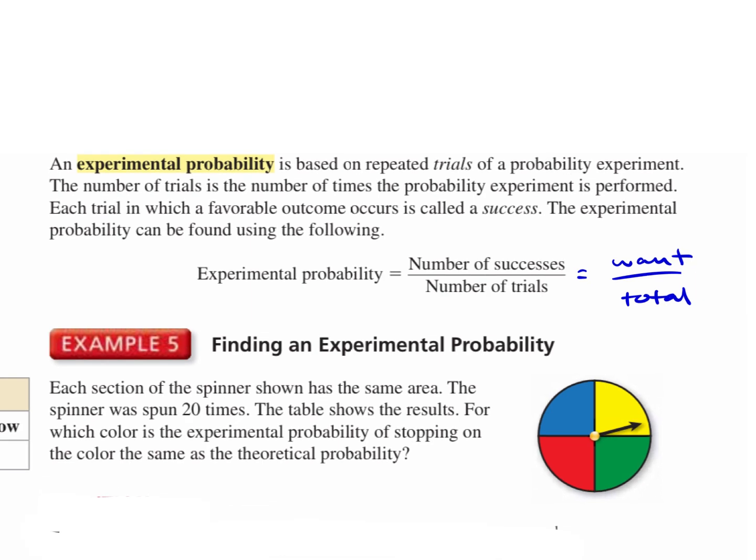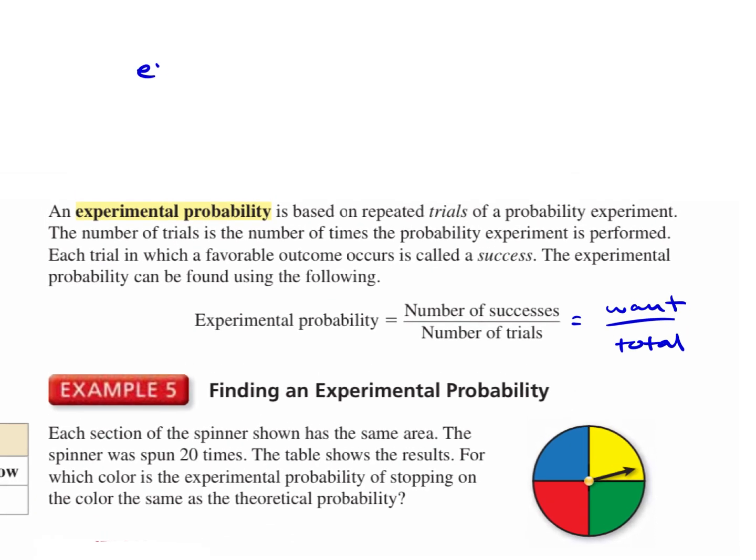Now, experimental probability is different than theoretical probability. If I flip a coin, what are the chances of getting heads? 50%. 1 out of 2. Because there's 1 heads and 2 possible outcomes. So that's the theoretical probability.